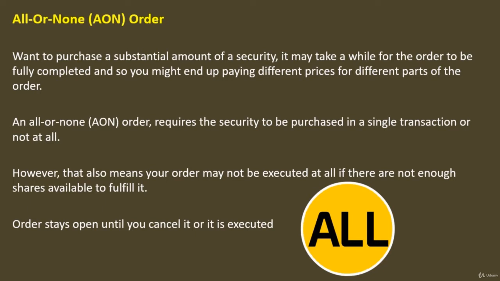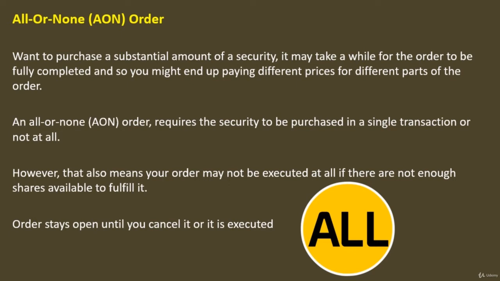So it may take a while for the order to be fully completed, and so you might end up paying different prices for different parts of the order, right? Because you're in effect buying from different people, different other traders. Let's say if you're doing a market order, for example. But you can place an all or none order, which requires that the security be purchased in a single transaction or not at all. That's the key.